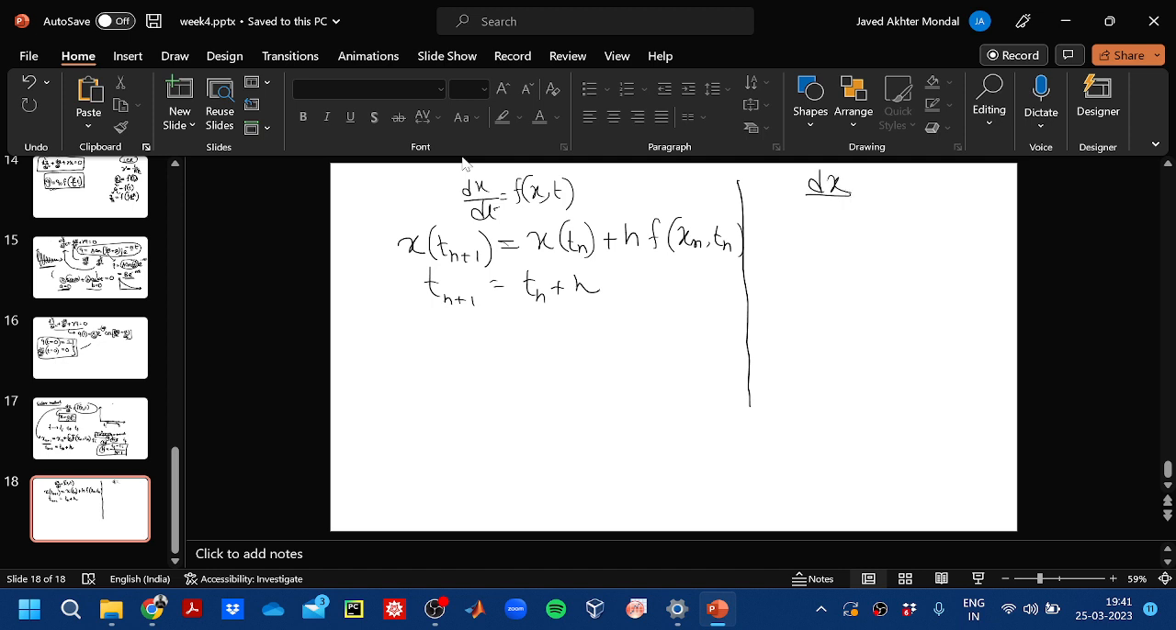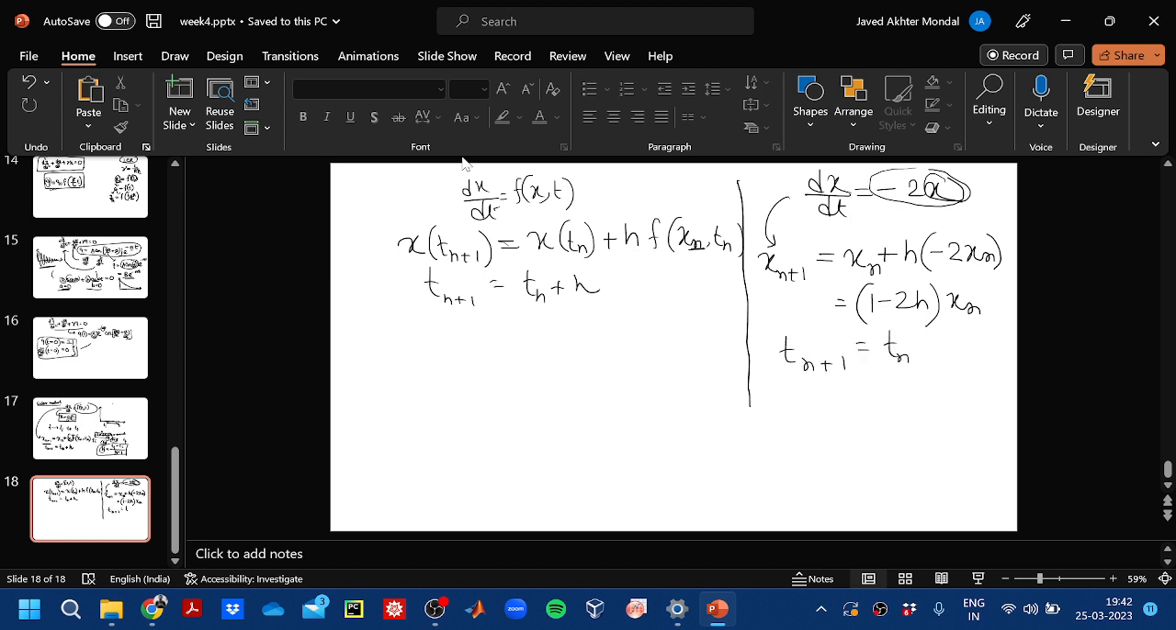Suppose we have this equation dx/dt equal to minus 2x. For that, what will be the Euler update rule? Here the Euler update rule will be x n plus 1 equal to x n plus h times the function. The function is minus 2x, so we have to evaluate it at this point. So it will be minus 2 into xn. So it will be 1 minus 2h into xn, and tn plus 1 will be tn plus h. So this is our update equation.